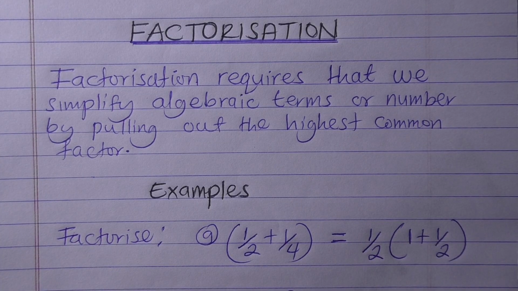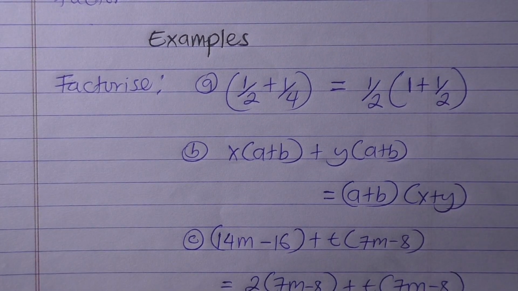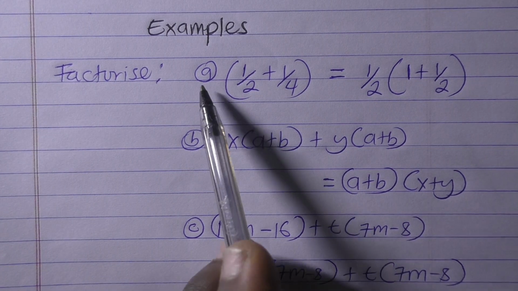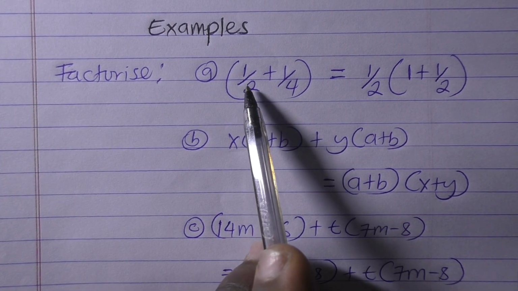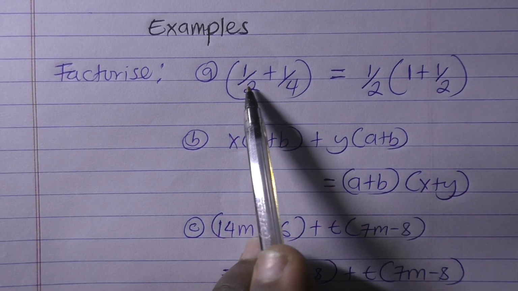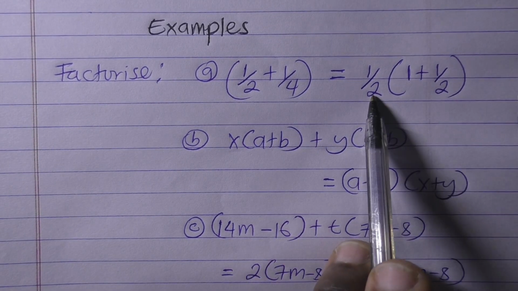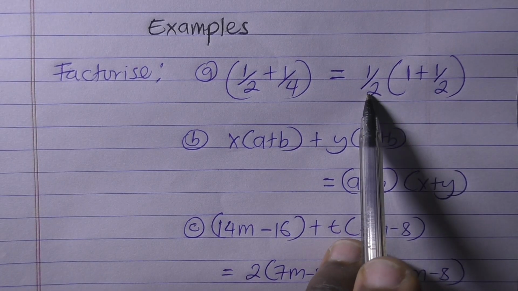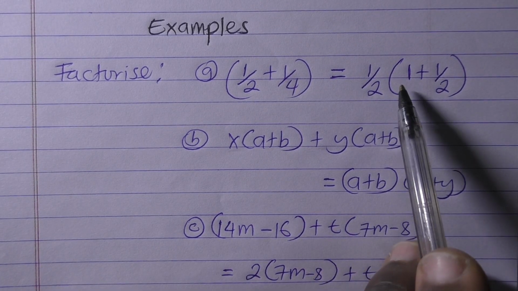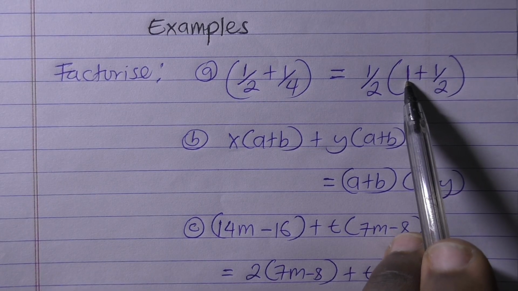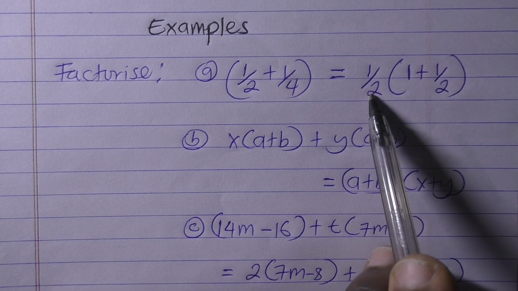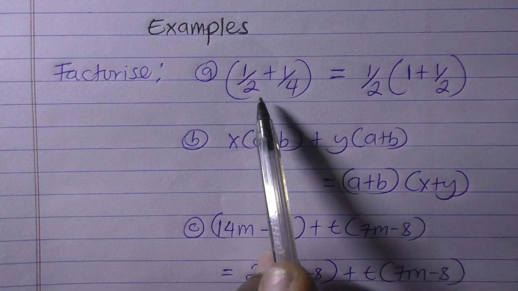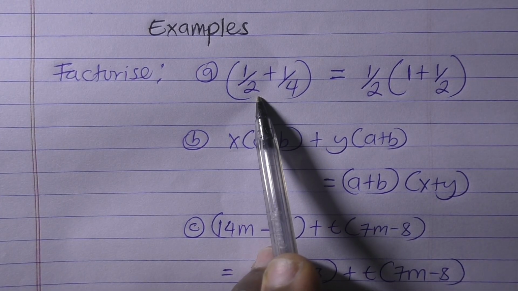Factorization requires that we simplify algebraic terms or numbers by pulling out the highest common factor. Just like we can see in our given examples, in part A, we first of all identify the common factor of a half and a quarter, which is probably a half. So when we pull out that half, we shall remain with our bracket with 1 plus a half. So this is what we call the factorized expression of this bracket.